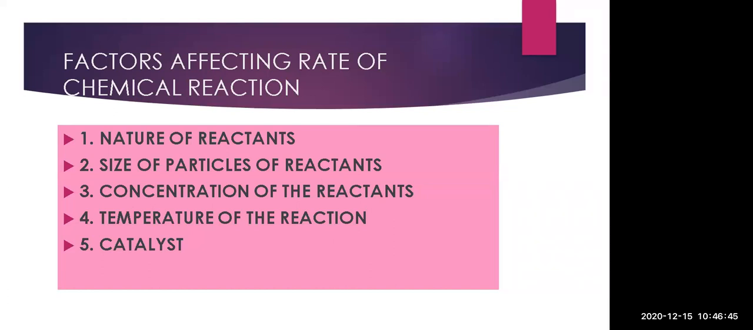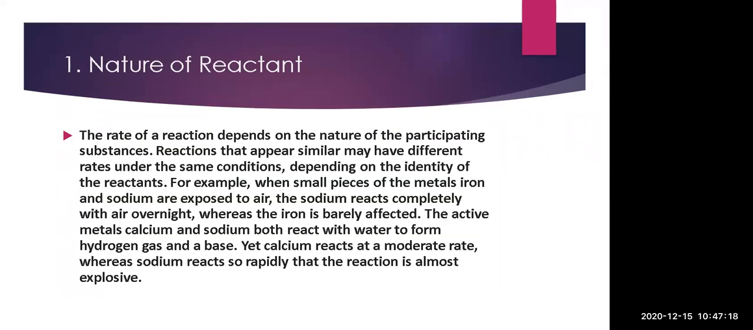Then comes the catalyst. A catalyst is a substance whose presence increases the rate of reaction, or in some cases decreases the rate of reaction, but it does not make any change in itself. So all these things we are going to see in the factors affecting the rate of chemical reaction, one by one, each and every topic. So let's start with the first point, that is the nature of the reactant.